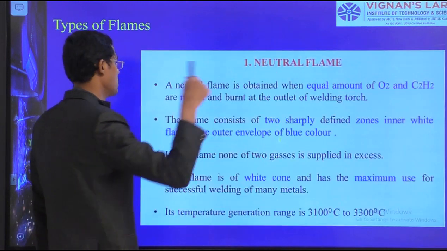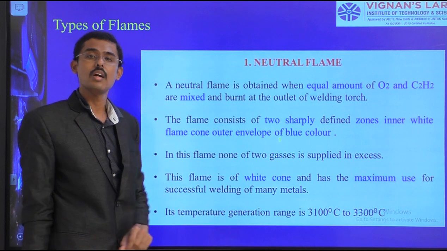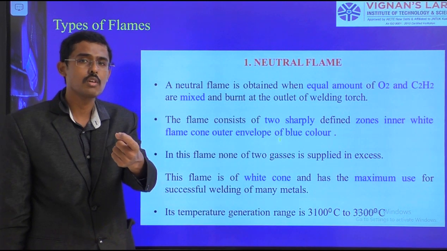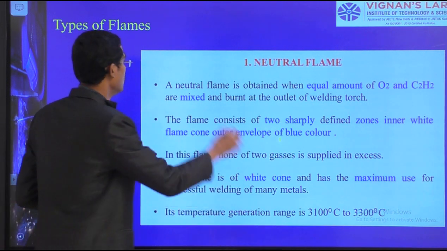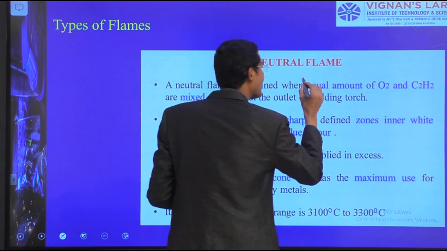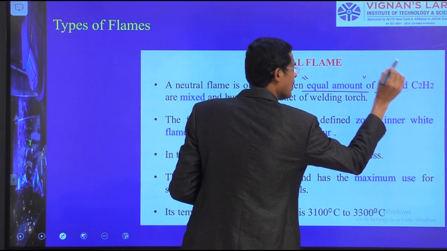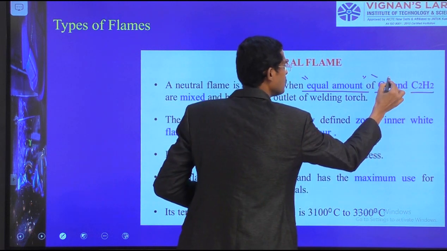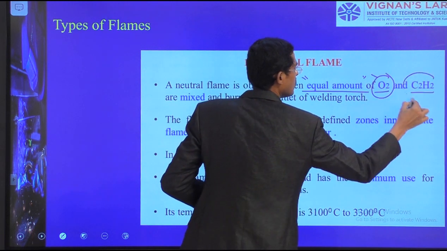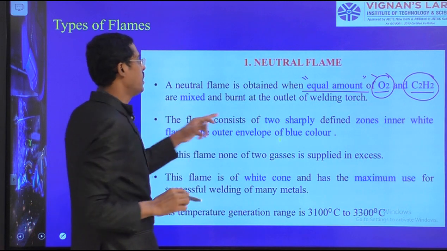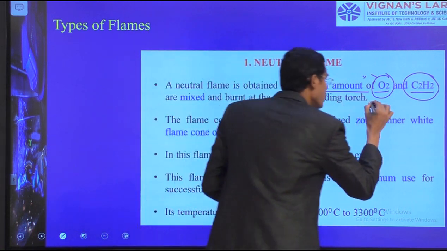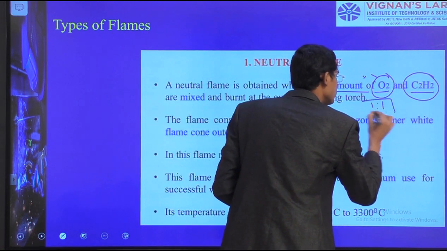So one by one we should see now. Number one, I have taken as the neutral flame. What is the purpose of the neutral flame? For welding, we have told. Neutral flame is obtained with equal amounts of oxygen and acetylene. So these both are important. They are mixed and burnt at the outlet of the welding torch at the ratio of 1:1.